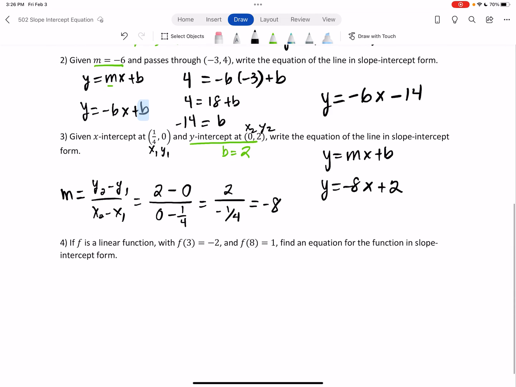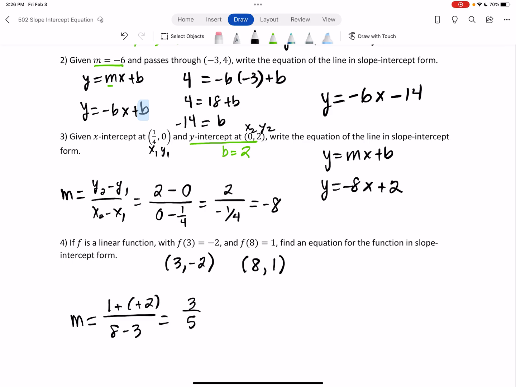Okay, last example says if f is a linear function with f of 3 equal to negative 2, that's like the point 3 comma negative 2, where the input x is 3 and the output y is negative 2, and f of 8 equals 1, so 8 comma 1, find the equation of the line in slope-intercept form. Again, I need to start by finding the slope. Those are my 2 points, so 1 minus negative 2 over 8 minus 3 gives me 3/5. Then I have this equation, y equals 3/5 x plus b.